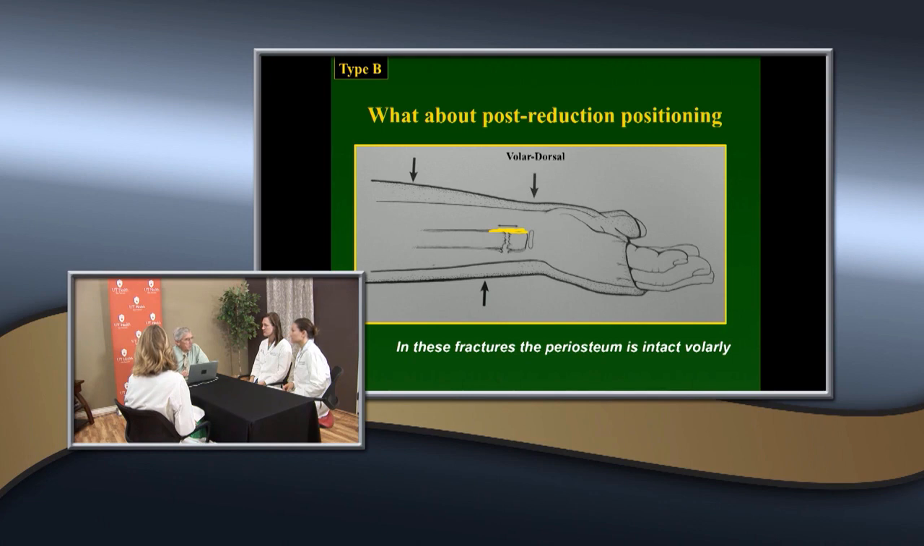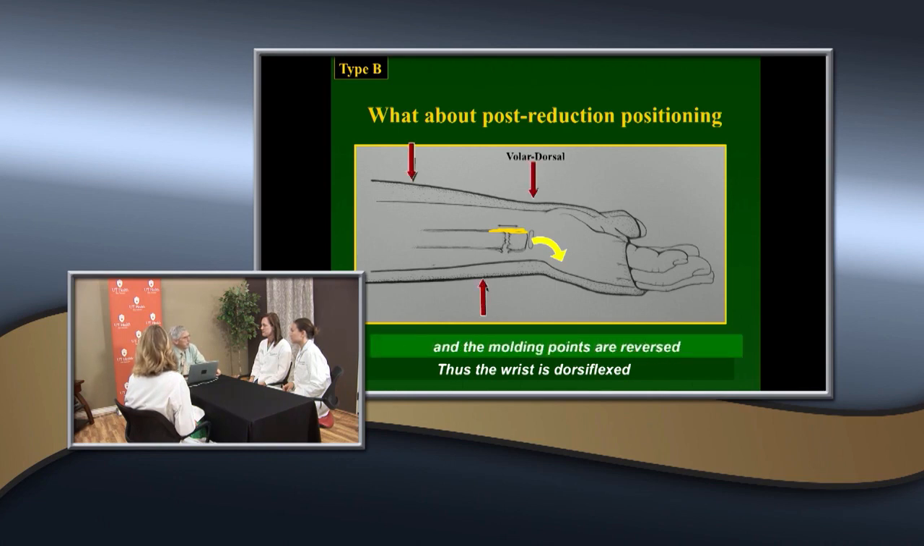Where are you going to put your pressure points? On the distal fragment again, but on the volar side. Okay. So the wrist is dorsiflexed as well. Supposedly you can do that. Can you put the pressure point directly on the fragment? In the dorsal ones, you can, type A. Can you do that here?